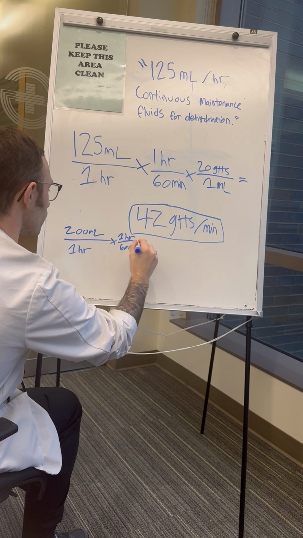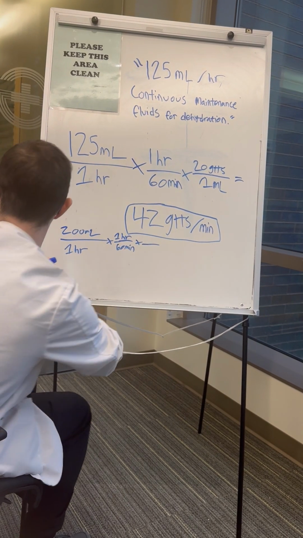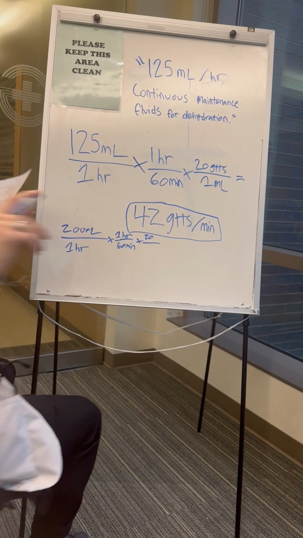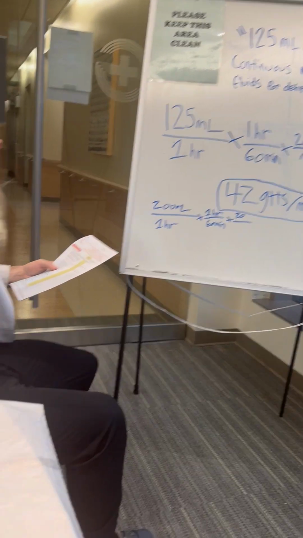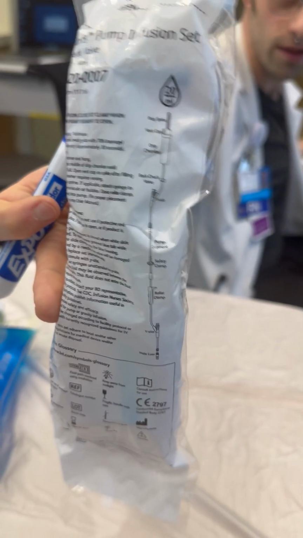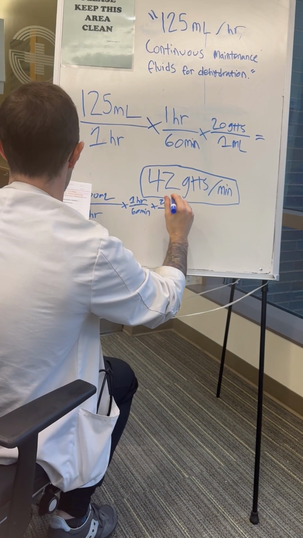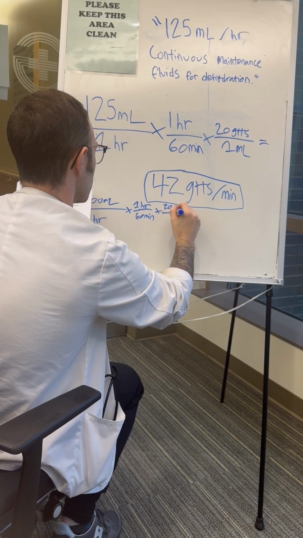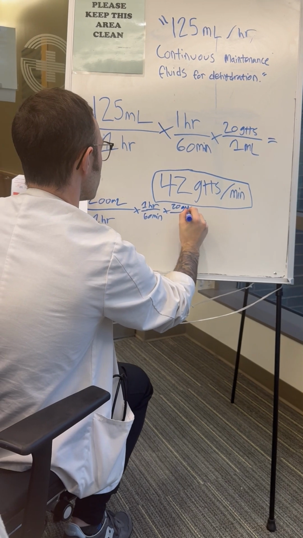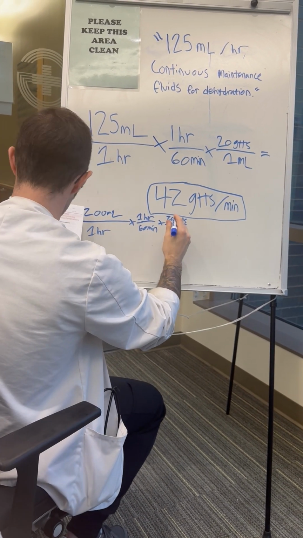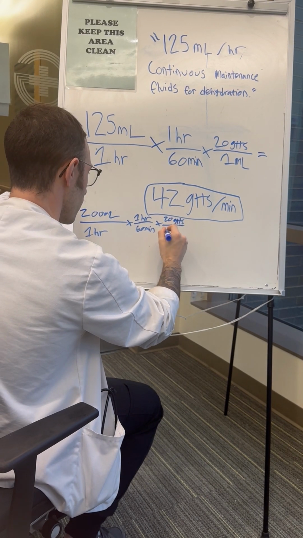I want to get those, convert the hours to minutes. Then the drop factor of the tubing, which this Alaris pump tubing, it's always 20, but it says it right there on the packaging. Unless you work at Children's, where they use micro tubing, and the drop rate is 60 drips per mil.